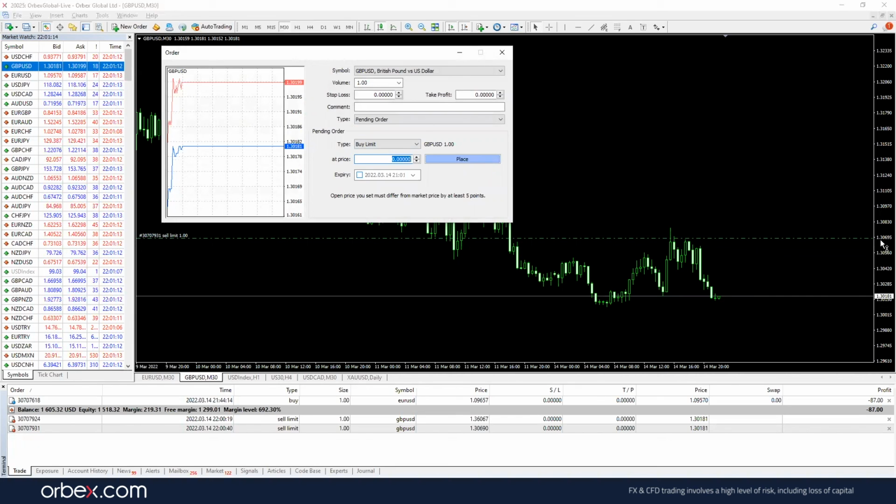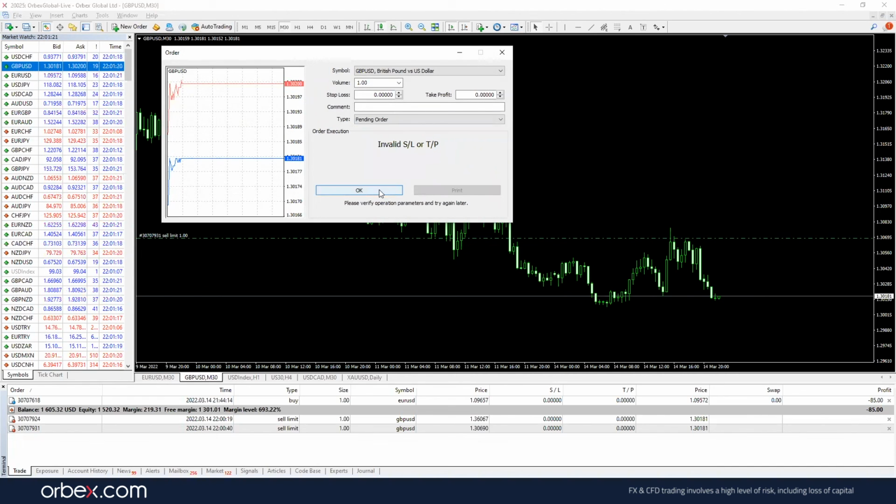So I couldn't place it at here, 1.3069. I cannot place it, because a buy limit is supposed to be placed below the bid line. So as I said, if you get this message, invalid stop loss or take profit, it's because you're too close to the market line, which is 130.18, or you're placing it in the wrong direction.